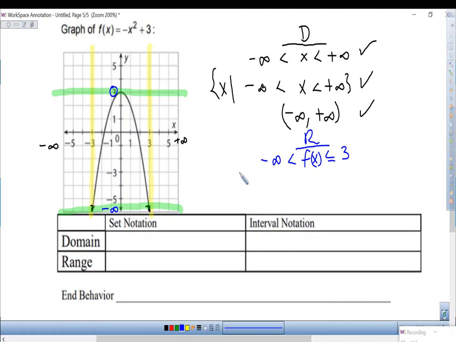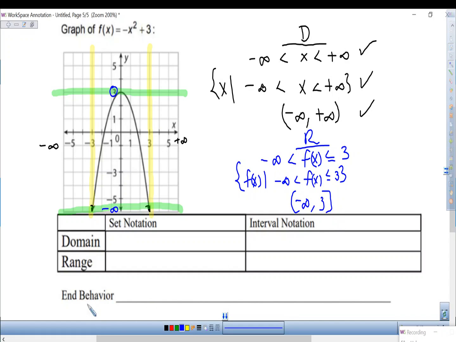All right, set notation is solution set of f of x such that negative infinity less than f of x less than or equal to 3. Interval notation, I got negative infinity, comma 3. Negative infinity is parentheses, and the 3 is a bracket. Hands if you got that. Yes, some of us. Okay. All right. Now, let's do the last part.